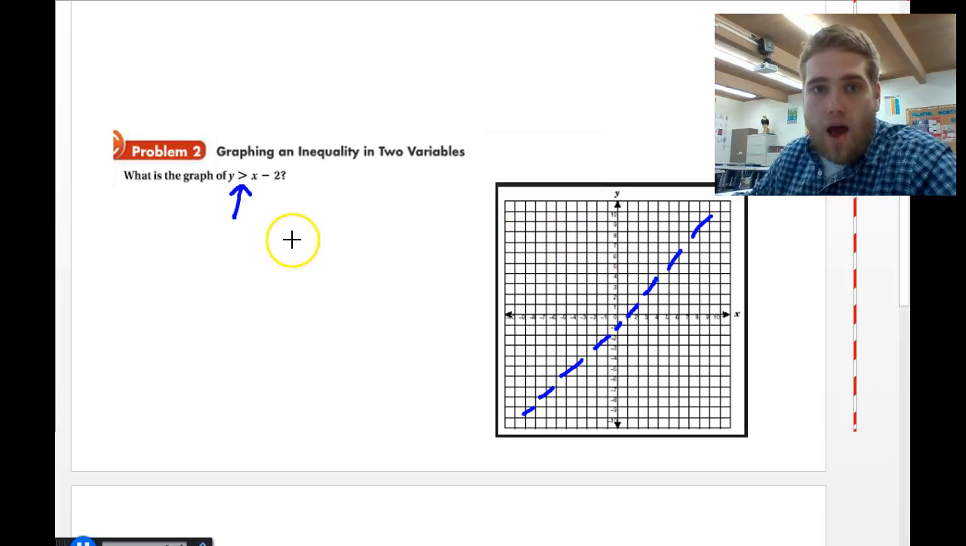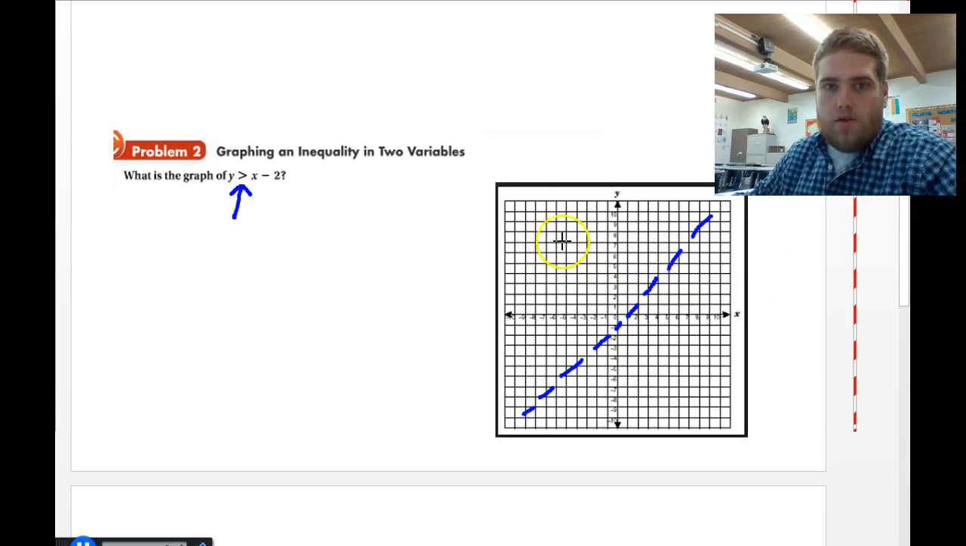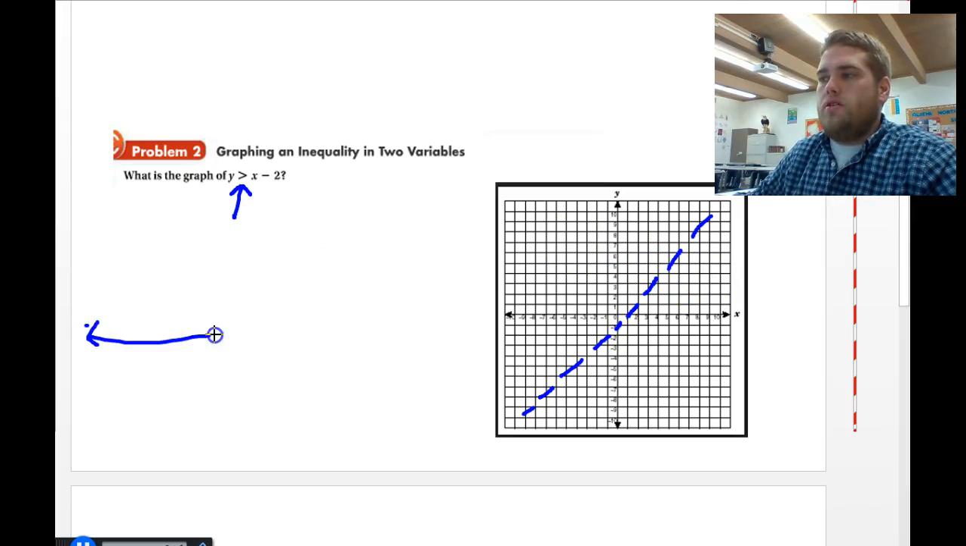Okay, so here is my dotted line, and it's dotted because this is just greater than. So it's just an open circle or an open line. Now we got to shade. Remember how in chapter 3 we used to do this, and then it would be here at negative 2, open circle, and then we would shade to the right because it's pointed that way.